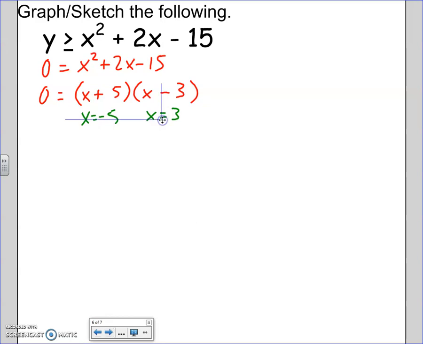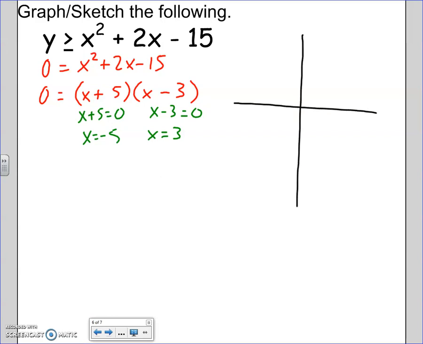Yeah, I guess I'll show the one piece of work right there fast. So I set this equals 0. You subtract 5 to get negative 5. You set this equals 0. You add 3 to get positive 3. All right, we have enough information to graph. We have a root at negative 5 and positive 3.